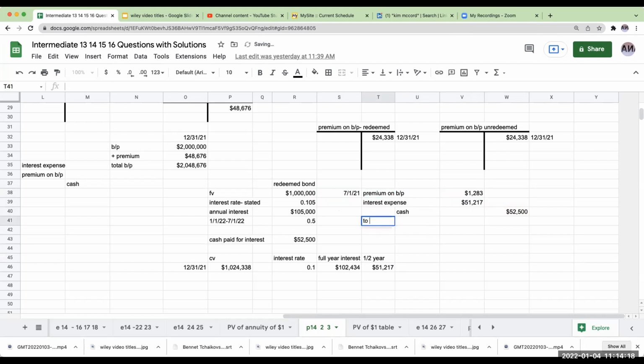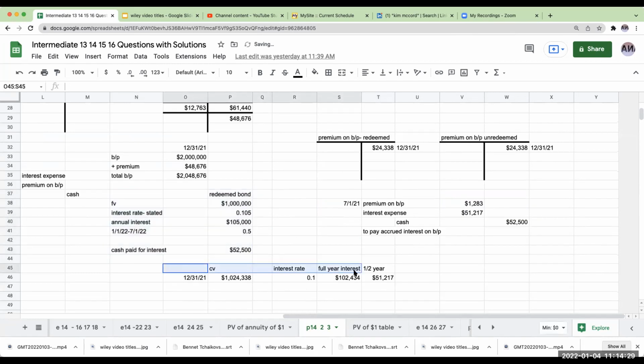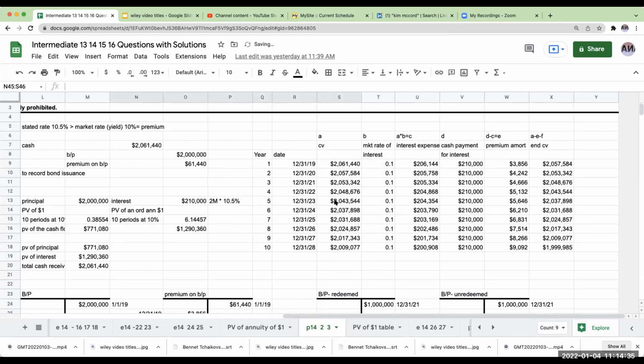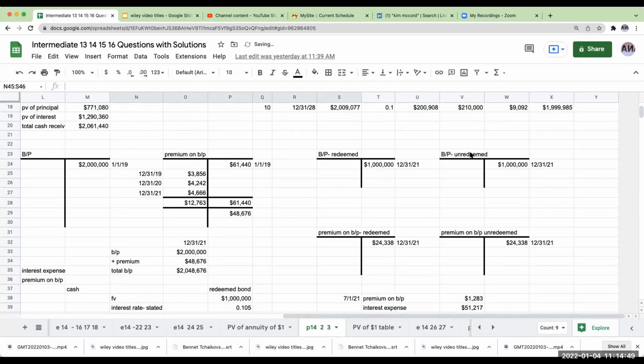So right over here on 7/1, this is what I'm doing: I'm paying accrued interest on the bonds payable. Let's talk this out a little bit. We made this schedule, which is Accounting 1A stuff. When I come over here to do the bond redemption, I did something a little bit different, to help me really see what's happening. The unredeemed bond is going to continue on paying interest and everything else. But for my redeemed bond, it's going to be a little bit different.